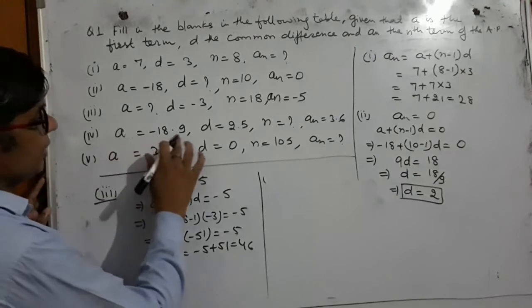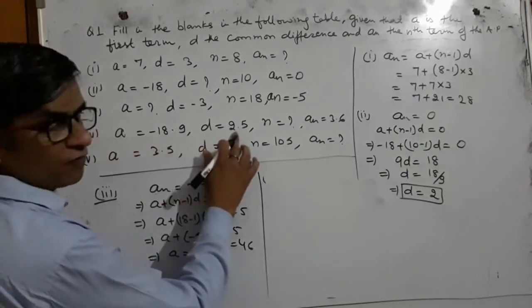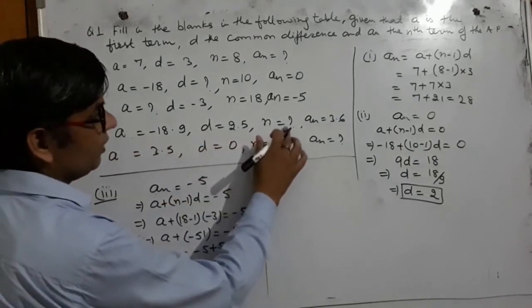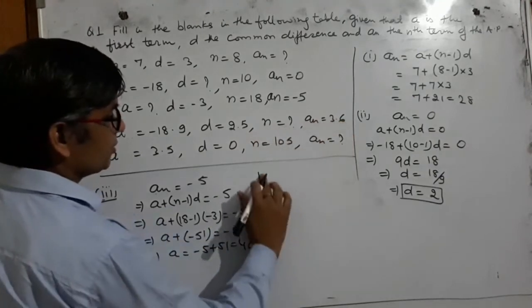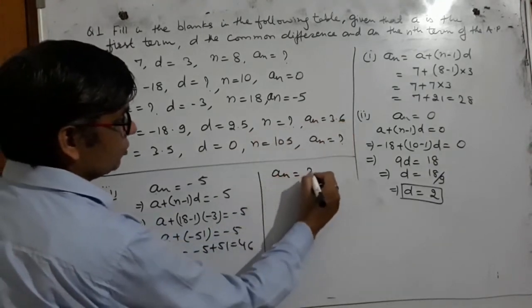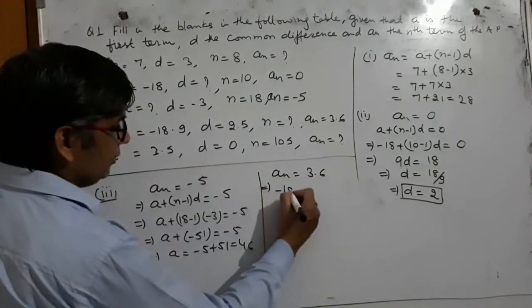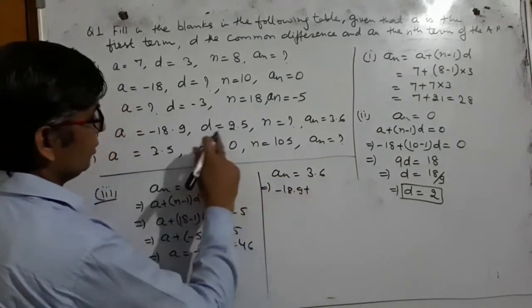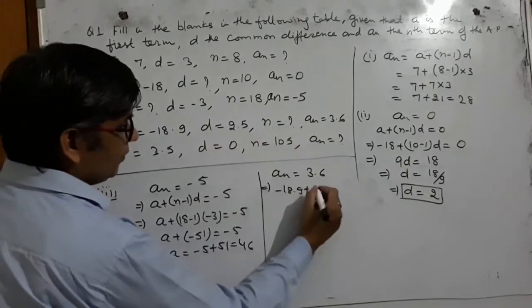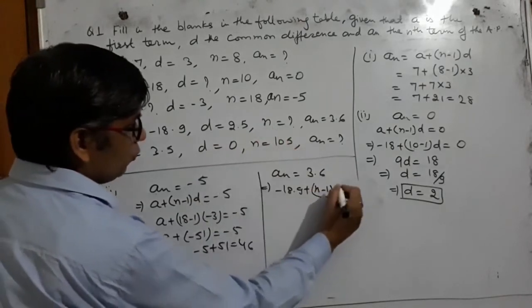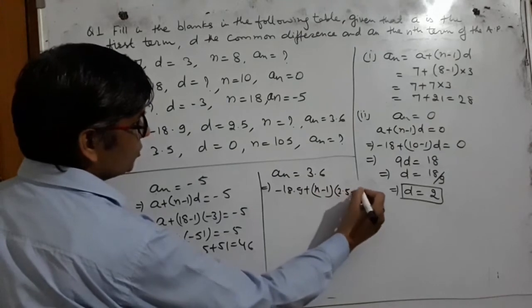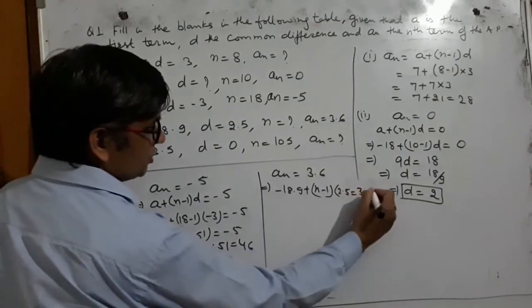A is minus 18.9, D is 2.5 and an is 3.6, we have to find n. An equals to 3.6. So A is minus 18.9 plus n minus 1, D is 2.5, equals to an which is 3.6.